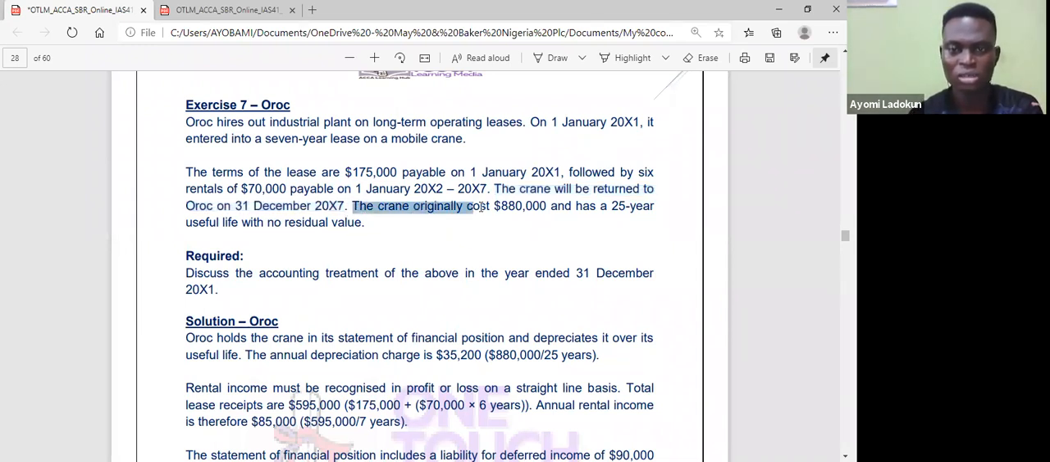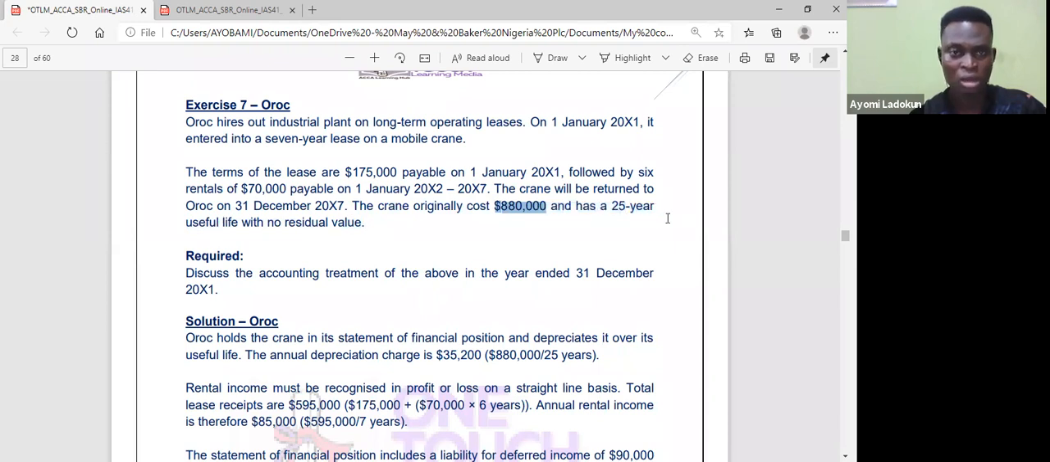Now, the crane originally cost 880,000 and had a 25-year useful life with no residual value. Explain the accounting treatment of the above. So this is an operating lease. So what do we do? Now, in the statement of financial position, obviously, this is the cost.